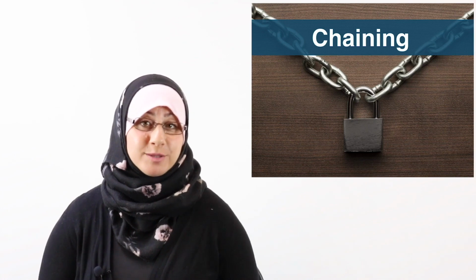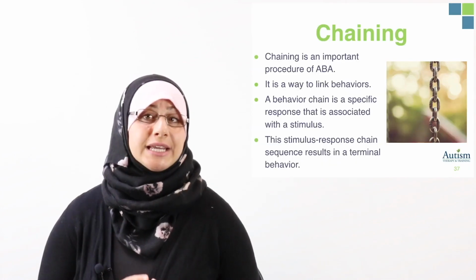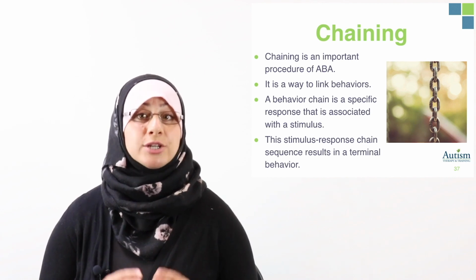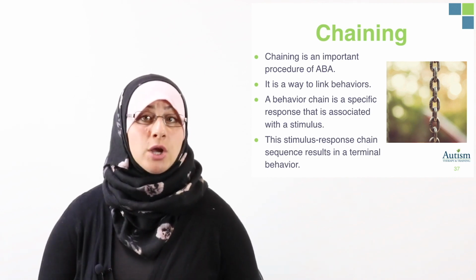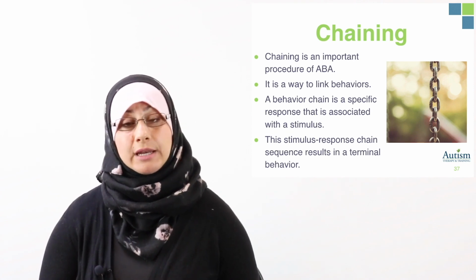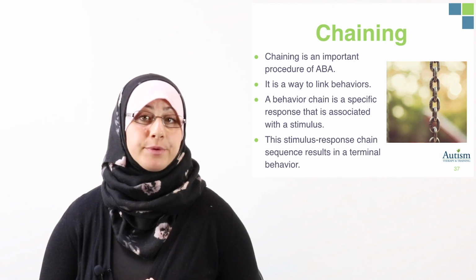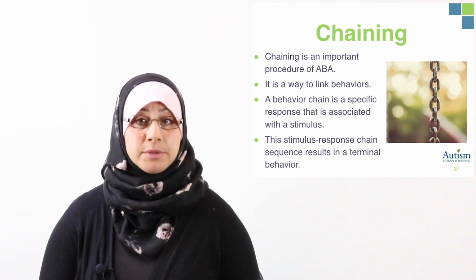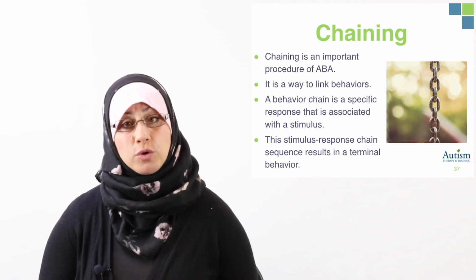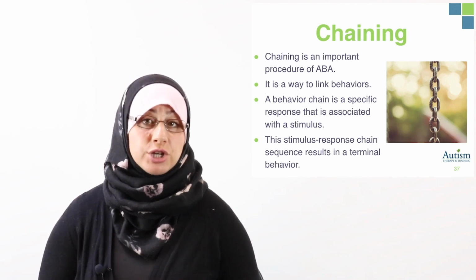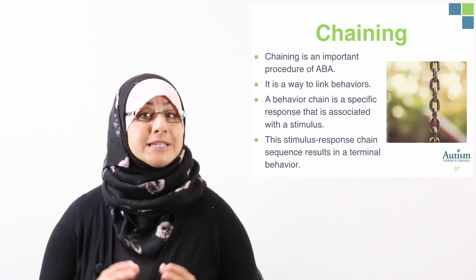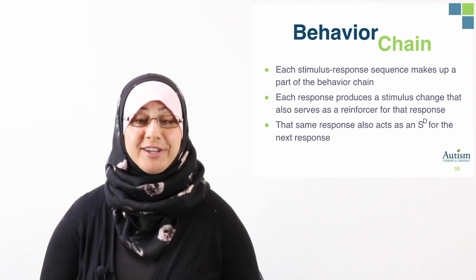So what's the difference between the two? Chaining is a sequence of stimuli and responses that are linked together, which results in a terminal behavior. With chaining, we have a behavior chain, which is a specific response that is associated with a stimulus. For example, think of a TV screen as a stimulus. The response to a TV that is off is getting the remote control. The stimulus response chain sequence results in a terminal behavior. The terminal behavior for the TV example is watching TV.